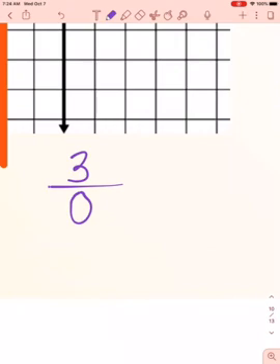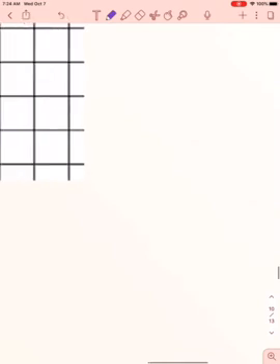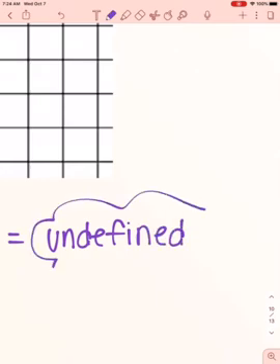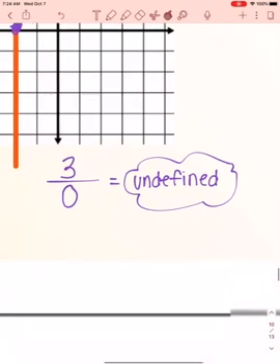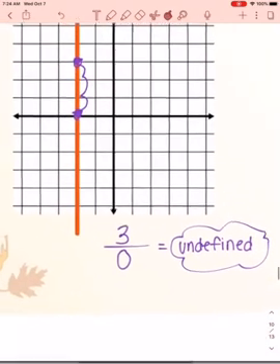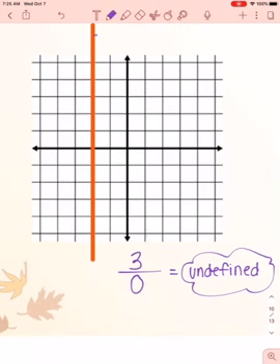I can't take 3 things and split it into 0 pieces. That's what that's asking you to do. Divide 3 into 0. If I have 3 things, I have 3 things. I can't divide it into nothing. So dividing by 0 is not something that's going to be able to work. If you have a 0 on the bottom of a fraction, your slope is what we call undefined. Okay, undefined. It is so steep that I cannot even put a numerical value to that slope.